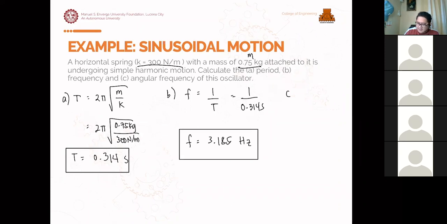Last, angular frequency natin. Angular frequency is yung omega natin. Ano yung formula niya kanina?